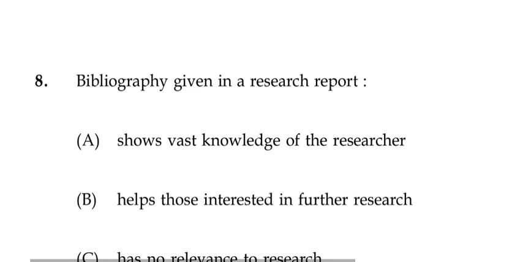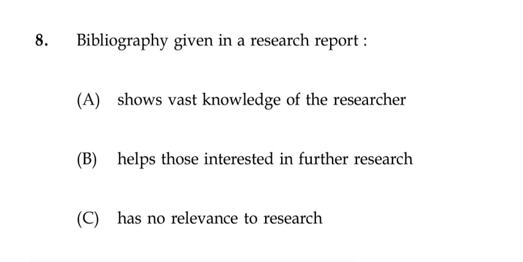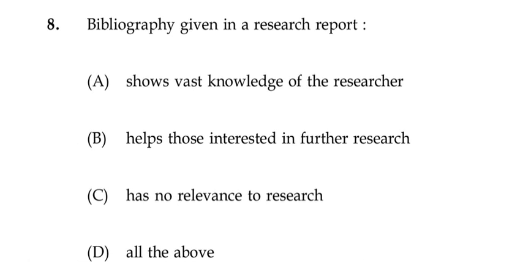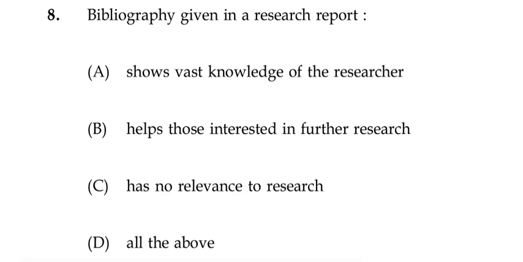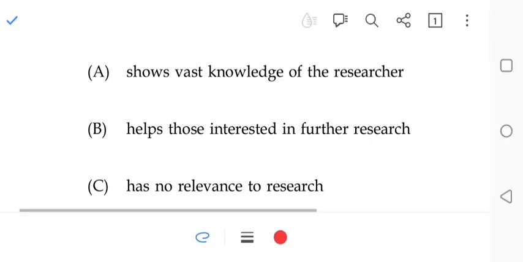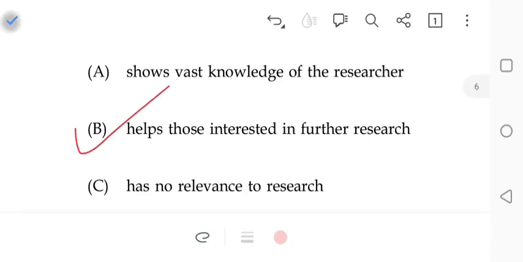Okay. Number 8. It says bibliography given in a research report is what? It shows vast knowledge of the researcher. It helps those interested in further research. It has no relevance to research. All the above. So number B will be correct. That means it helps those interested in further research.